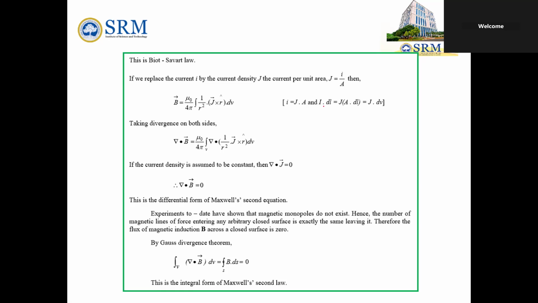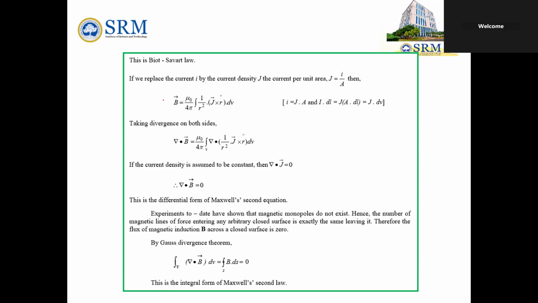We write J equal to I by A. Therefore, J times A equal to I, and I dl is equal to J A dl. Therefore, A dl is equal to dV, so I dl is J dV. Substituting this value in this equation, B is mu naught by 4 pi, integral of 1 by r square, J cross r cap into dV. Taking the divergence on both sides.